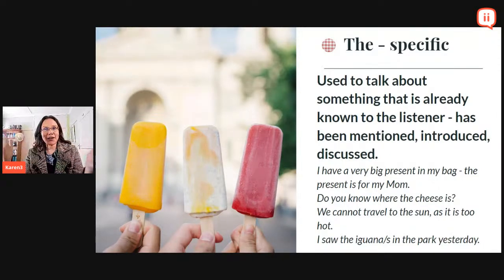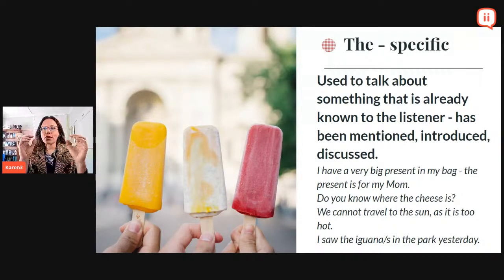Okay, we cannot travel to the sun. There's only one sun in our system. We know the stars are suns, and the sun is a star, but we've only got one close star, and that is our sun, so we call it the sun, as it is too hot.